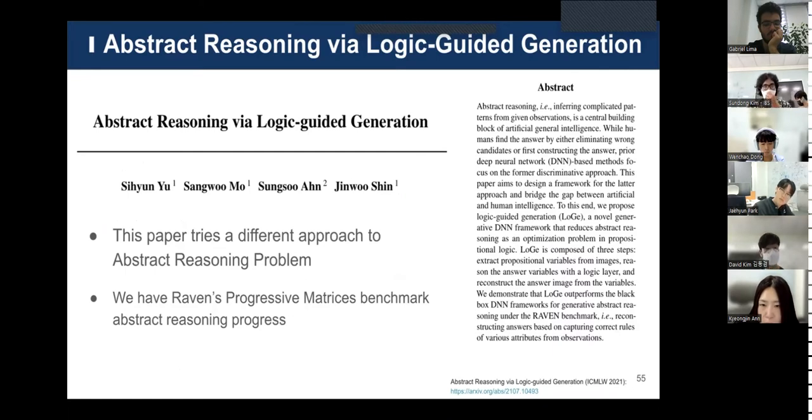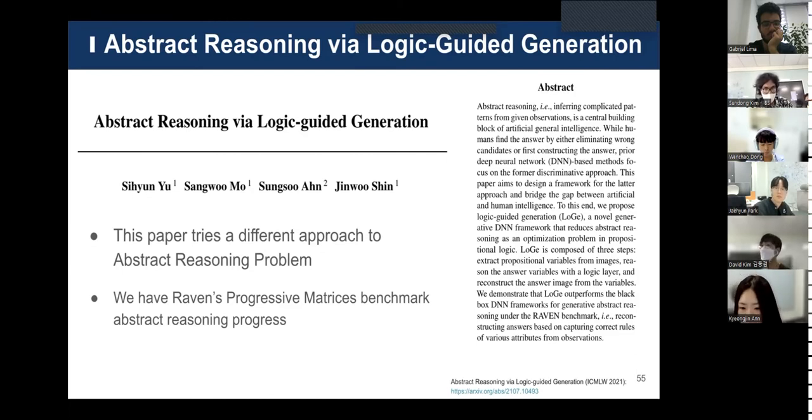So this is a pretty recent paper from a KAIST lab by Jinushin. And this paper tries to tackle a very different approach to the abstract reasoning problem. They are trying to use logic as a prior as opposed to the base knowledge in the ARC problem. And they are trying to tackle a different data set called Raven's progressive matrix benchmark for abstract reasoning progress. And we're going to talk about this Raven's progressive matrix first, because this data set is kind of different from our ARC data set.